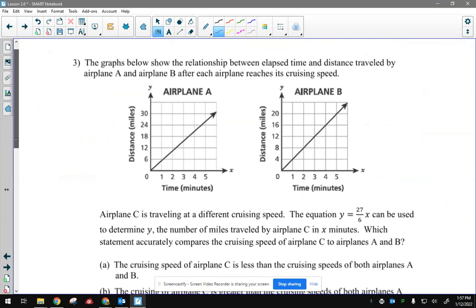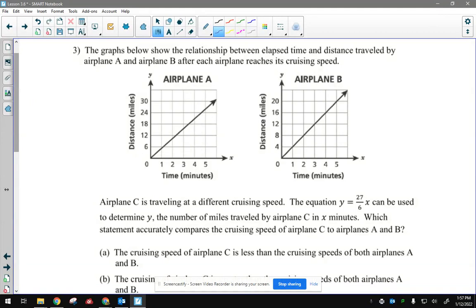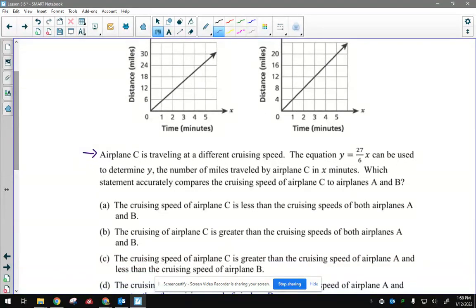The graphs below show the relationship between elapsed time and distance traveled by airplane A and airplane B after each airplane reaches its cruising speed. This sounds like it's going to be terrible, right? Airplane C is traveling at a different speed, and the equation y = 27/6 x can be used to determine y, the number of miles traveled by airplane C in x minutes. So I'm just going to put right here x is minutes, which is the same for those, so that's good.